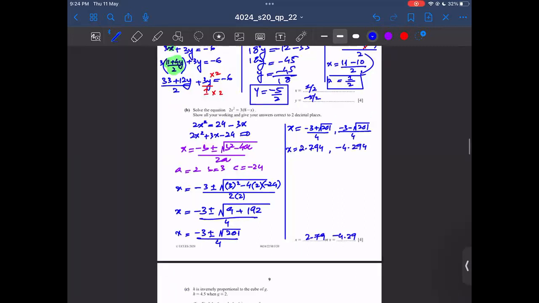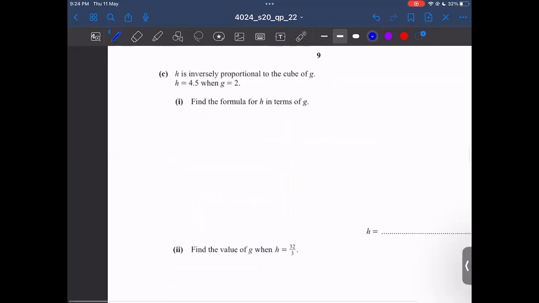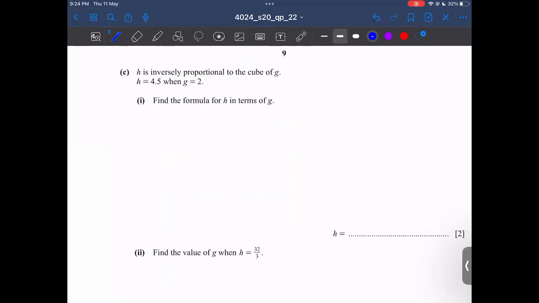Now, in part C, it says h is inversely proportional to the cube of g. When it says h is inversely proportional, this is a variation question. This is the proportional sign, and since it is inversely, I'm going to put 1 upon what? Cube of g. I'm going to remove the proportional sign, and I'll get h equals constant k upon g cube.